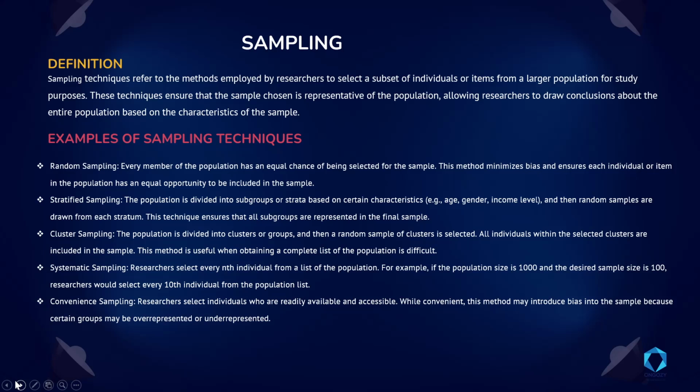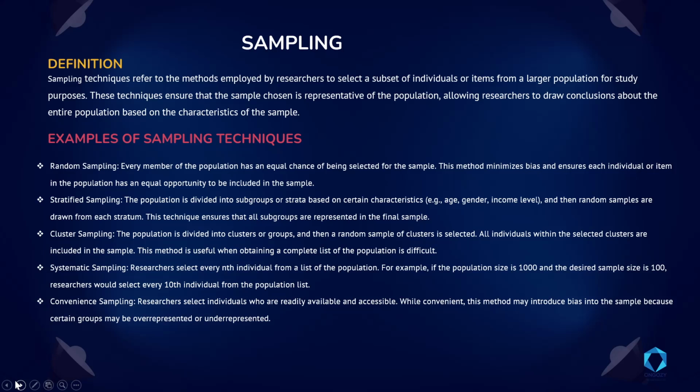Number one, we have the random sampling, where every member of the population has an equal chance of being selected for the sample. This method minimizes bias and ensures that each individual or item in the population has an equal opportunity to be included in the sample. Then we have stratified sampling. In stratified sampling, the population is divided into subgroups or strata based on certain characteristics, e.g. age, gender, income level. And then random samples are drawn from the strata, okay? This technique ensures that all subgroups are represented in the final sample.